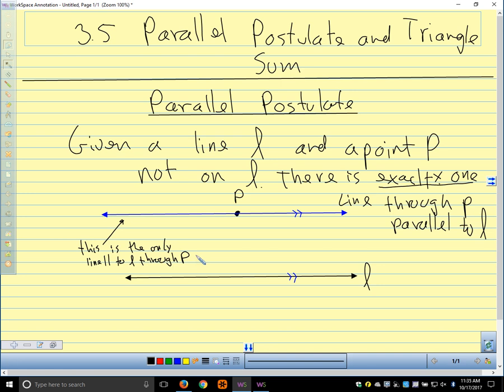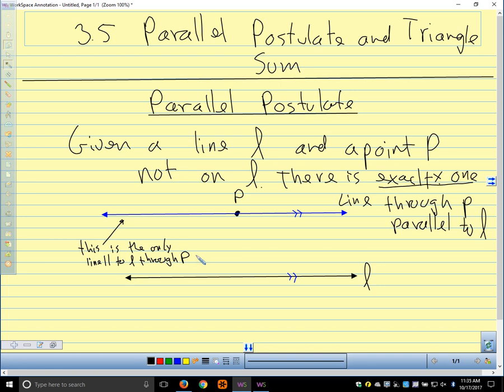Now, interestingly, the parallel postulate doesn't seem that exciting, but it caused a lot of controversy in math, because a lot of people that did math thought that we should be able to prove the parallel postulate. It shouldn't be a postulate, it should be a theorem. So a lot of mathematicians spent a lot of time trying to prove the parallel postulate, and it never worked out. What the mathematicians ended up doing was coming up with a bunch of postulates that were equivalent to the parallel postulate, rather than proving the parallel postulate as a theorem.